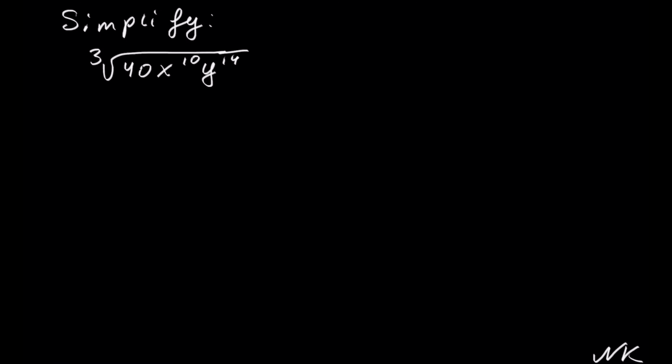Hello. In this example, we have to simplify the cube root of 40 x to the 10th y to the 14th. So we want to break this cube root into a cube root of bases to a power divisible by 3, because that will cancel out with the cube root, times the cube root of whatever's left over.